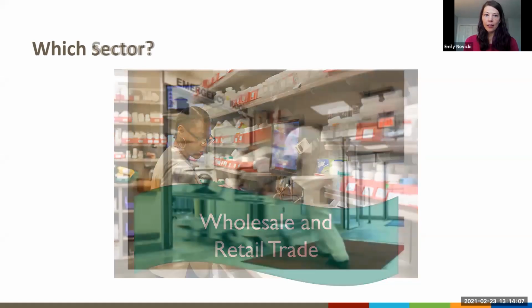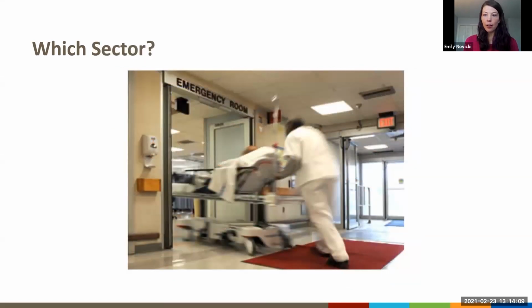All right, this one is an emergency department. Which sector does this fall in? All right, so most people thought healthcare and social assistance. A few people thought public safety, and most of you are correct.